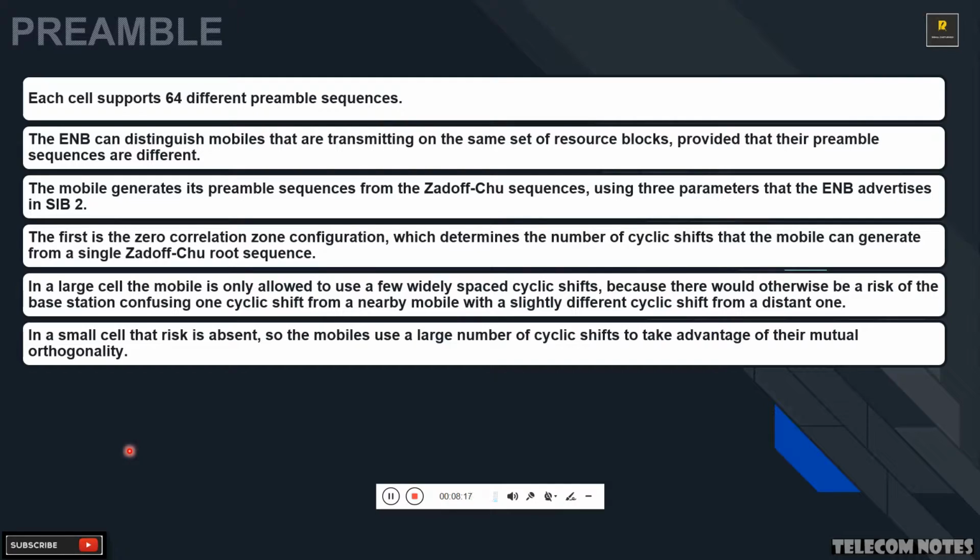In a small cell, the risk is absent, so the mobiles use a large number of cyclic shifts to take advantage of their mutual orthogonality.